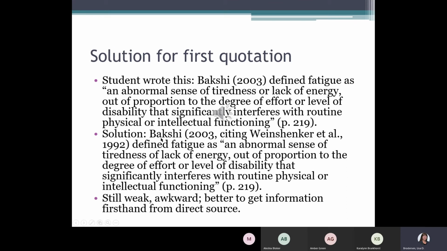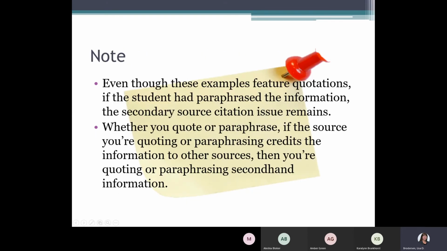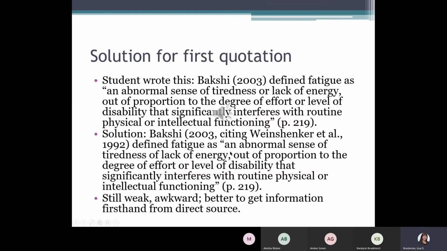The solution, this is what the student should have written. Bakshi, 2003, citing Weinshenker et al., 1992, defined fatigue as an abnormal sensation. Okay, so this way we're giving credit where credit is due, by putting the secondary source citation in there. However, that's still a weak, awkward strategy. It would be better if the student had simply found another primary source of the evidence, or maybe a more recent source, or gone and found the Weinshenker et al. article and gotten the information directly from it.